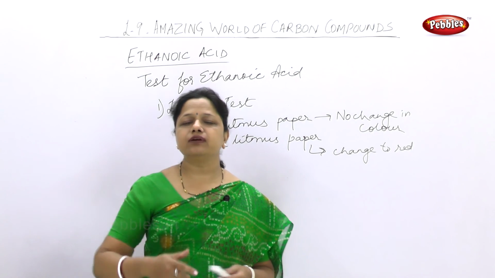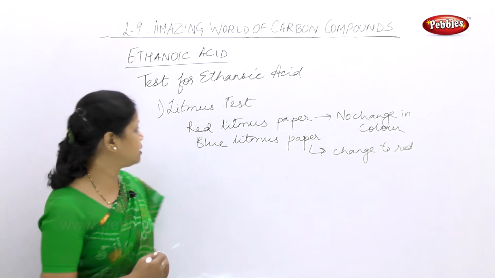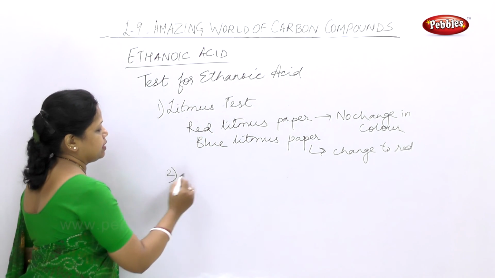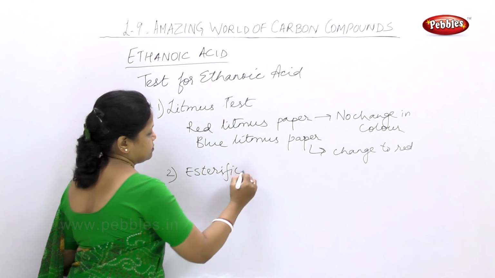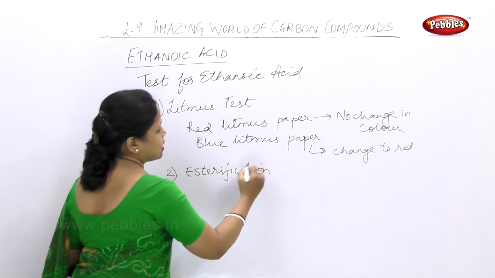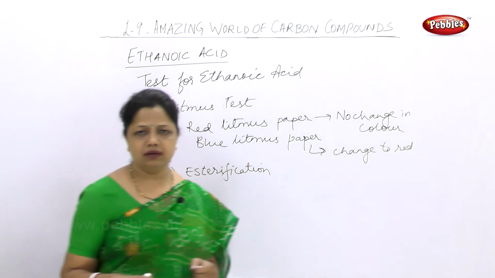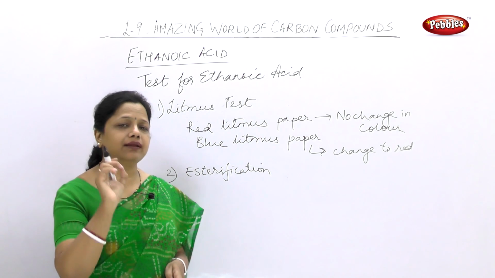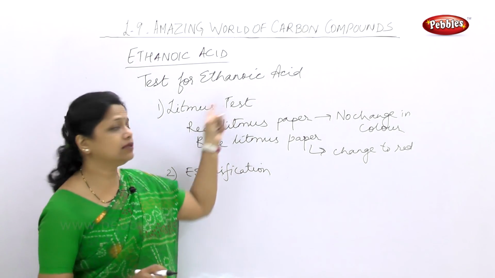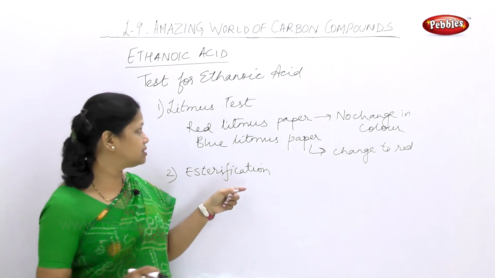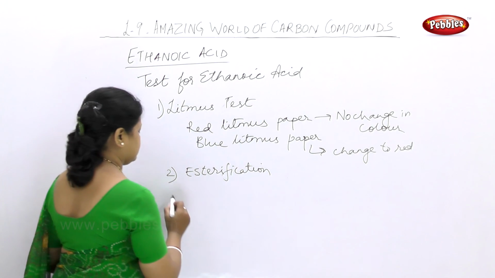If the sample given to you is asked whether it is ethanoic acid or not, the second type of test which we can see is esterification. I take the sample which is considered to be an acid and I react it with alcohol. If I get a sweet smelling liquid, then I will say the sample which was given to me contains ethanoic acid. This is the second test which can identify that the sample is ethanoic acid.